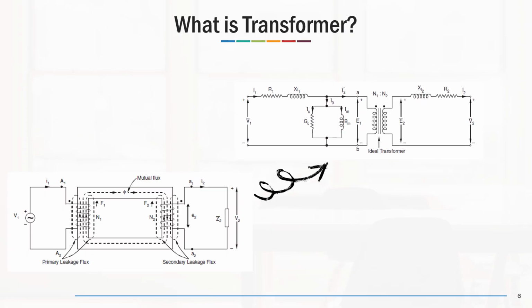So this is the equivalent circuit for the transformer for analysis. If we want to have the real model for the transformer, we should consider R and X for the primary windings, R and X for the secondary windings, and then we have the parallel B and G for the equivalent circuit of the core.